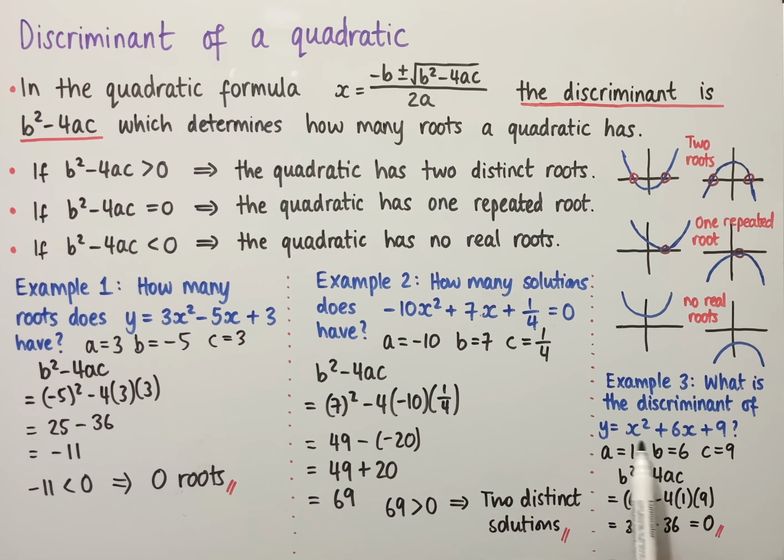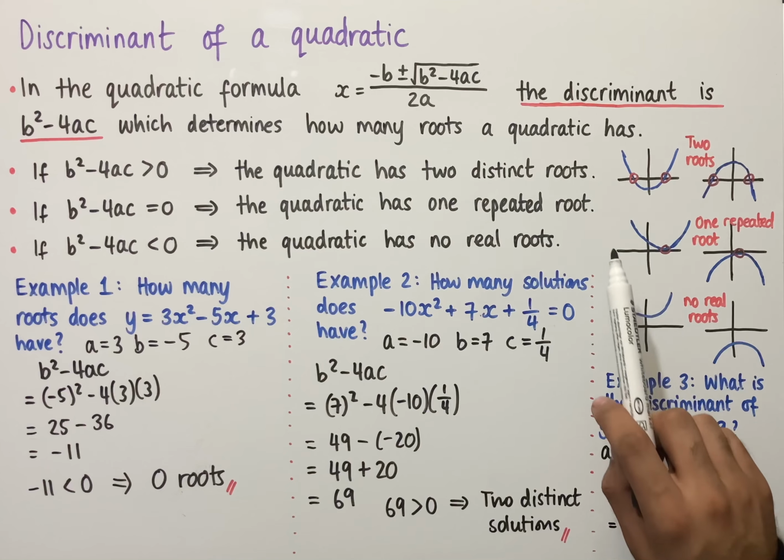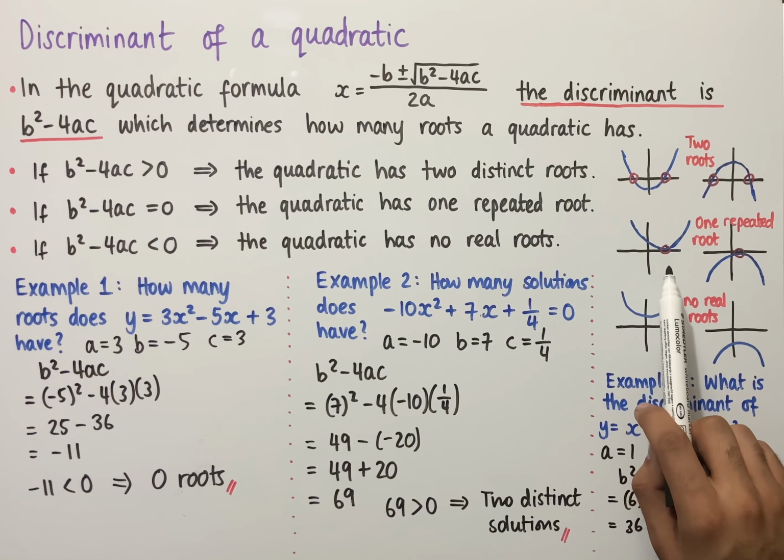In terms of the graph of this quadratic, it has one repeated root because the discriminant equals 0, and so the quadratic would touch the horizontal axis at one point.